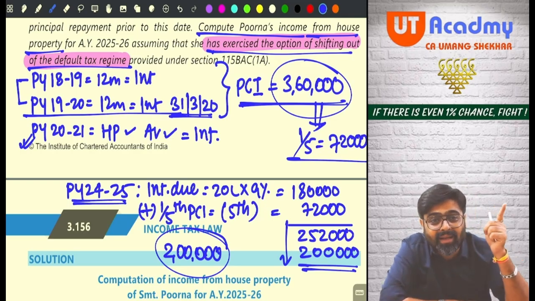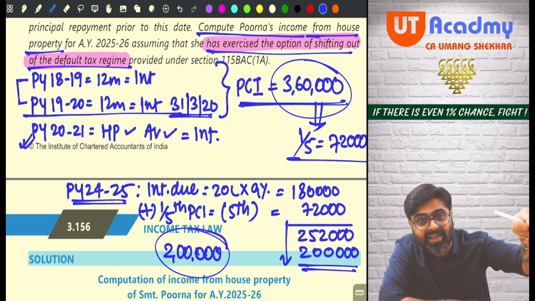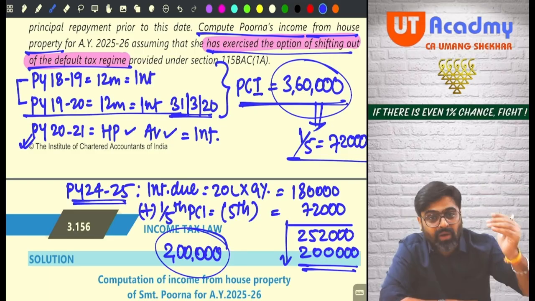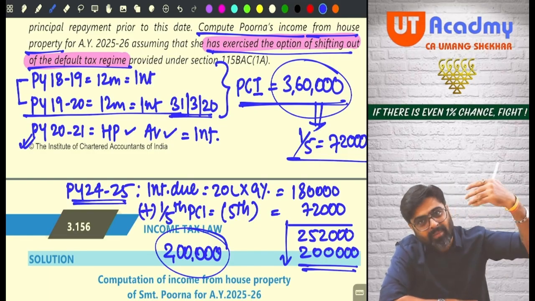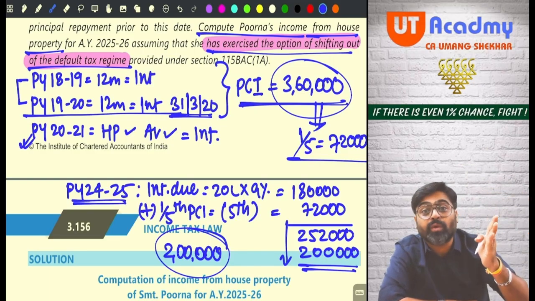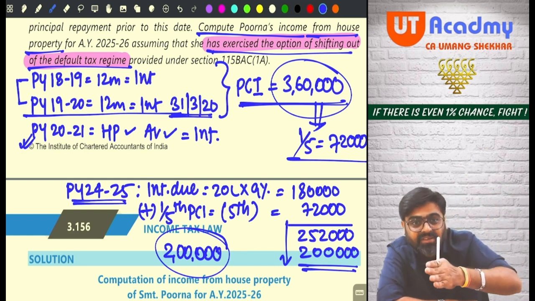Don't look at the date of completion of construction. Whatever interest you have paid in that year, April to November, becoming due in that year, will be allowed in that year. You are supposed to take pre-construction interest till 31st March.